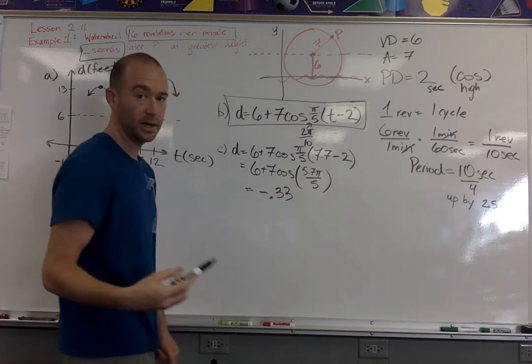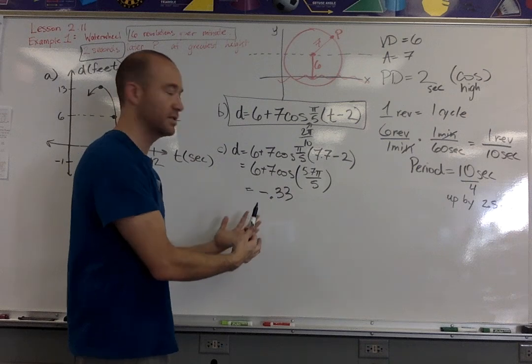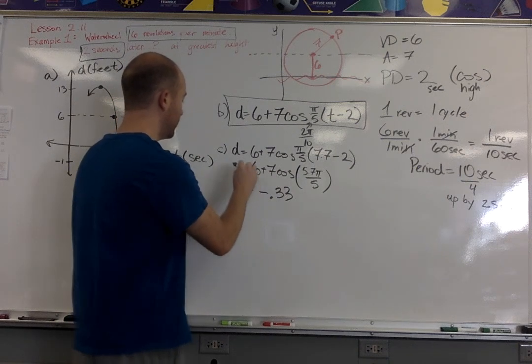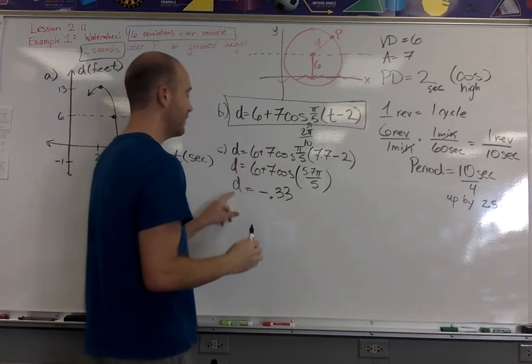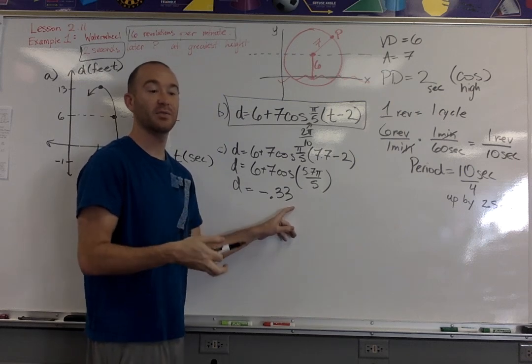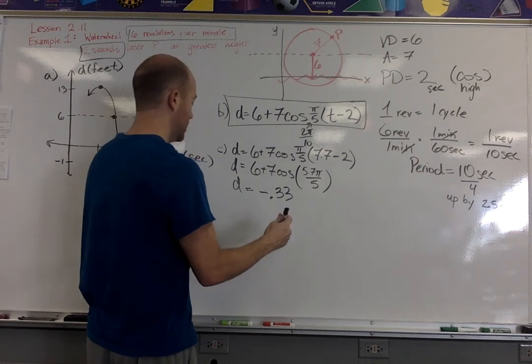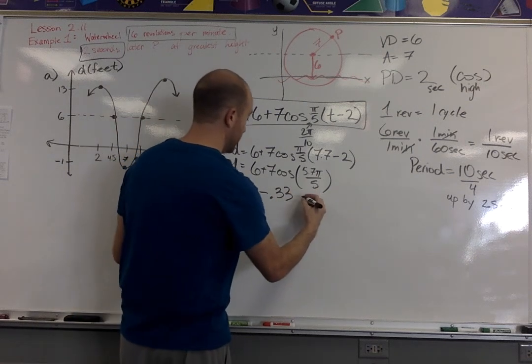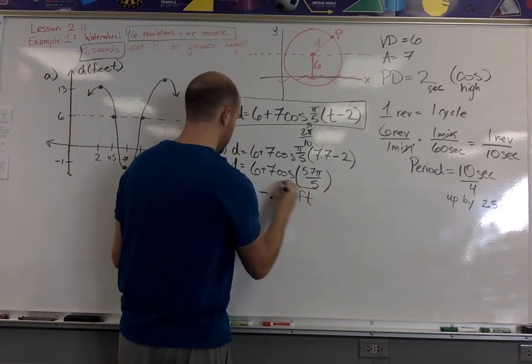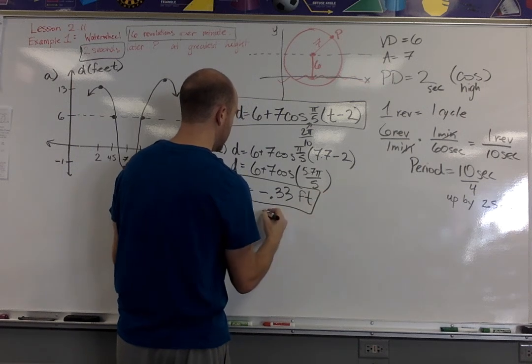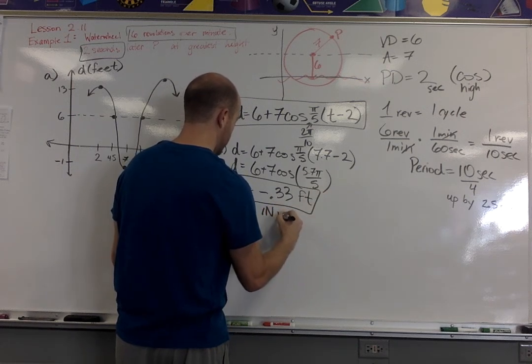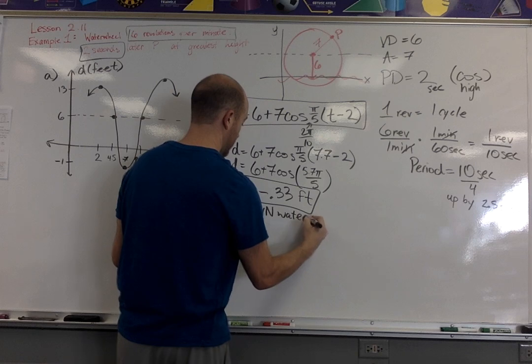So that is what the calculator says. We want to put it in the context of this problem. So what did we just find? We just found a distance, and we found a negative distance. So that tells me that the point is in the water, because it's below the water line. So it also means feet. So distance is -0.33 feet in the water.